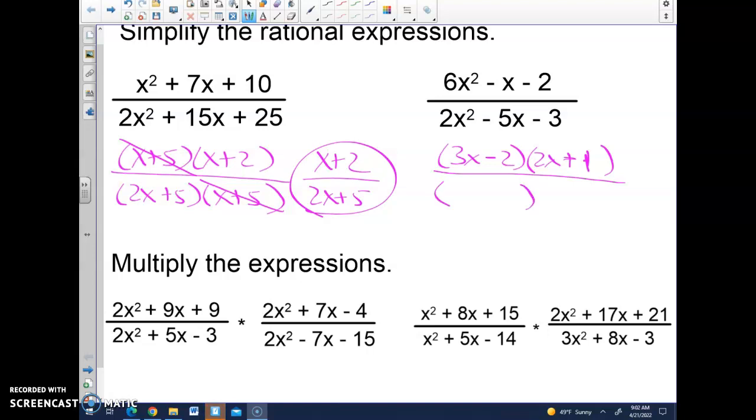Here, obviously 2x and x have to be my factors. And then 3 and 1. Okay, so in this case here, I'm going to have a minus 3. That gives me my negative 6x plus 1. That gives me a positive 1x, negative 6x, and 1x is a negative 5x. And here, 2x plus 1 cancels, and I'm left with 3x minus 2 over x minus 3.